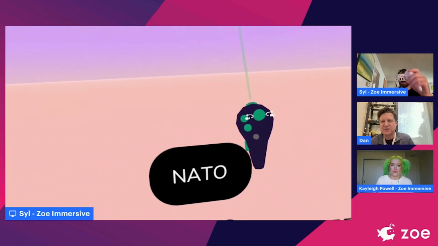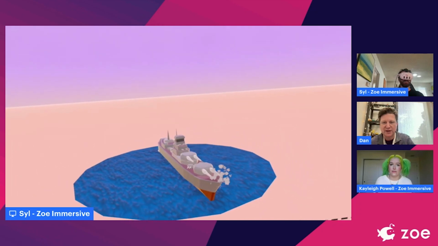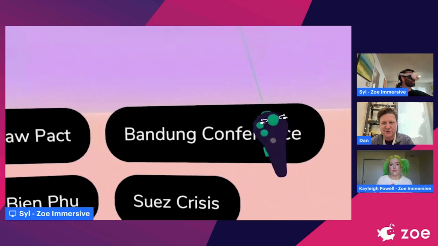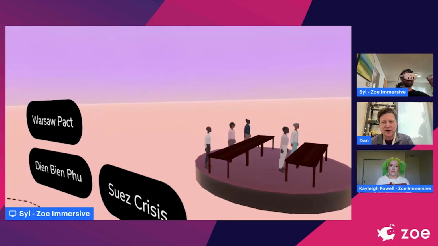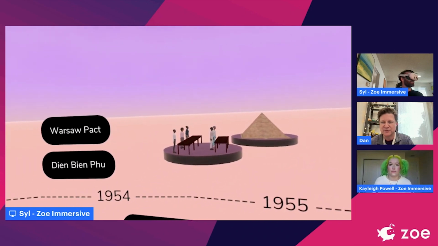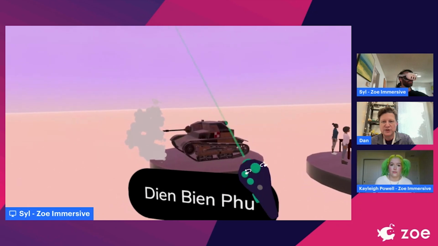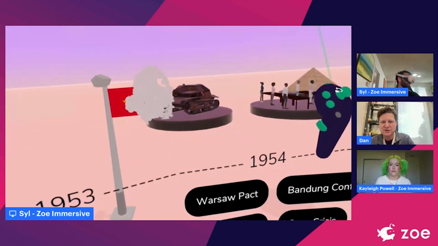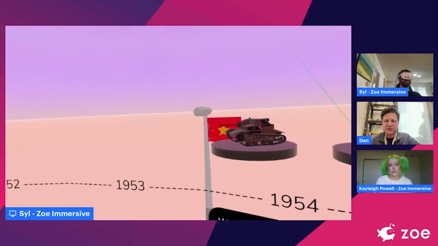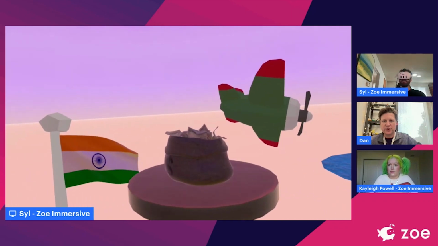And that's step 1 in the timeline, is to put everything out there. NATO, the North Atlantic Treaty Organization, has a battleship, and it's got an added animation, which is really cool, firing guns. You have the Bandung Conference, which is like the non-alignment movement. Suez Crisis is a pyramid representing Egypt. These are just ways to help the students remember what these terms are about. You've got the Warsaw Pact alliance with a tank. So that's step 1, putting them all in a timeline and seeing how they are chronologically situated with each other.